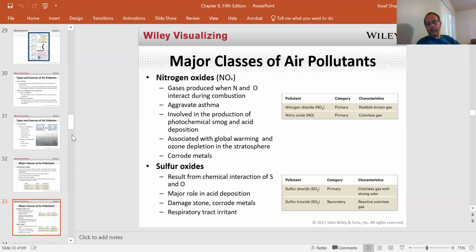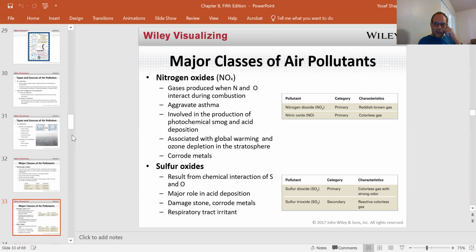So that's one thing we always look at when you look at environmental pollution from alternative fuel vehicles. You think you're saving the environment, and you might not be, because by switching vehicles, you might actually increase the pollutants. Then you have sulfur oxides, which result from chemical interactions of sulfur and oxygen. These again play a major role in acid rain. They can damage stone and corrode metals, and they affect your respiratory system. They both do. See, the top one aggravates asthma. This one affects your respiratory system.